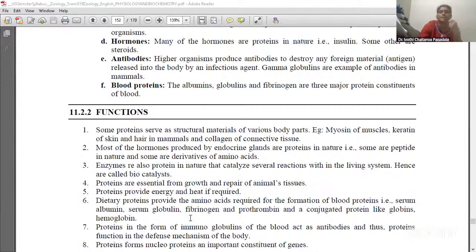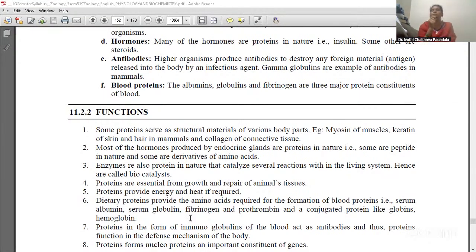And proteins are essential for growth and repair of the animal tissue. These proteins also provide the energy, heat that the body requires. The dietary proteins provide the amino acids required for the formation of the blood proteins, those were serum albumin, serum globulin, fibrinogen, and prothrombin, and conjugated proteins like globulins and hemoglobin.